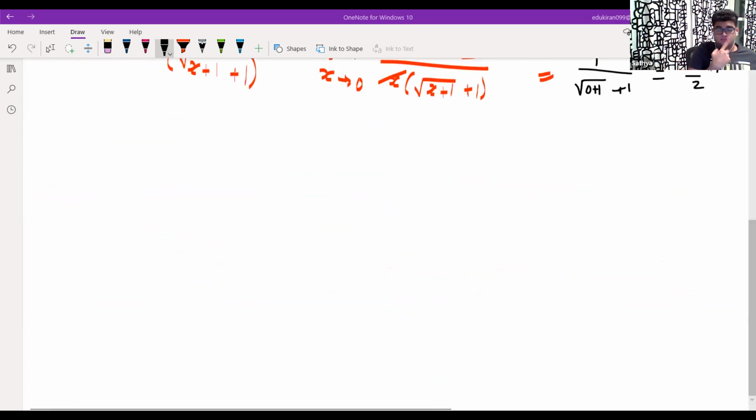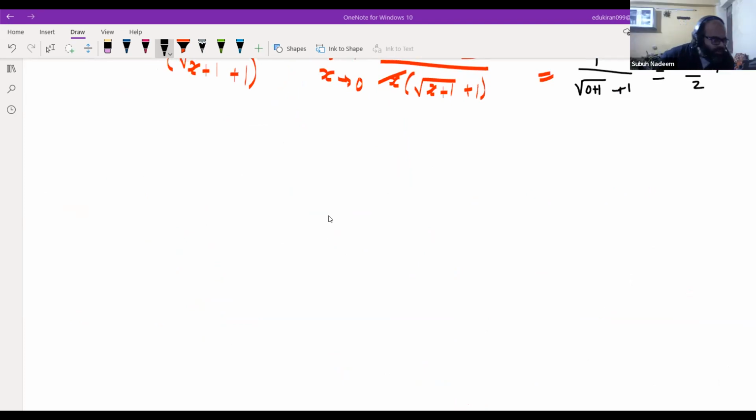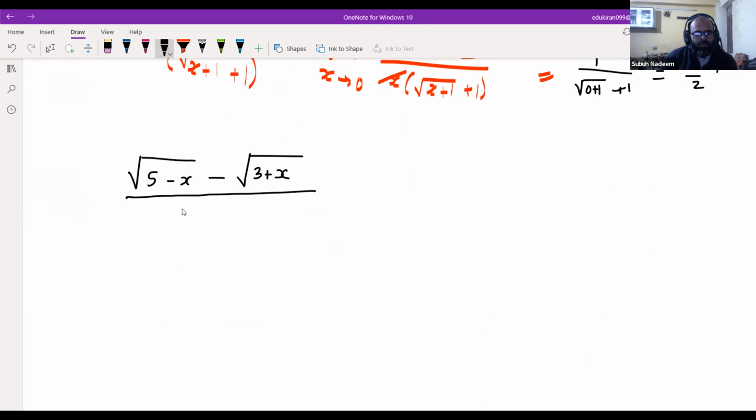Next question which we had was (root over 5 minus x minus root over 3 plus x) upon x minus 1, limit x approaching 1. So you can use rationalization.